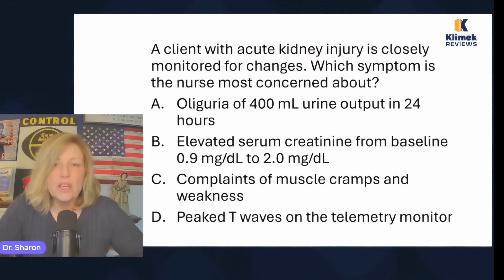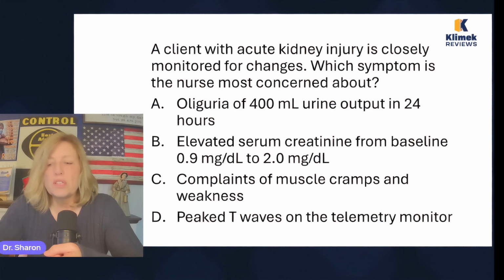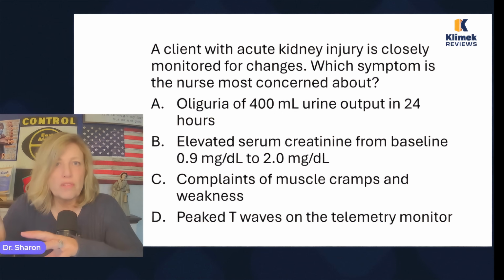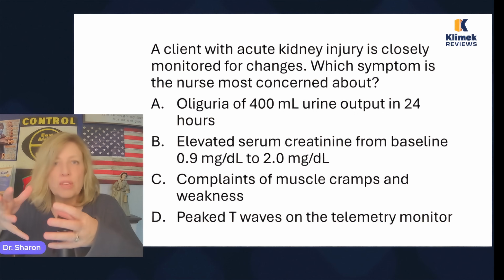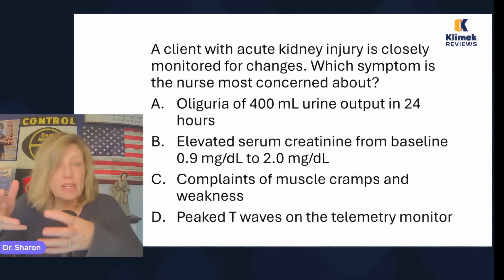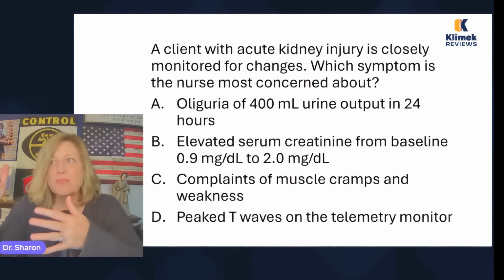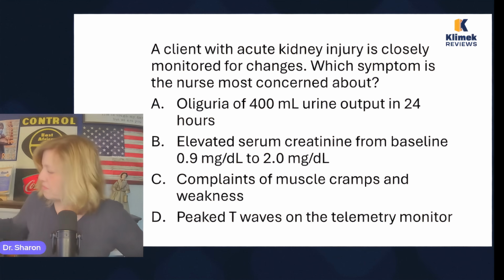A client with acute kidney injury is closely monitored for changes. So acute kidney injury is acute renal failure, right? That's essentially what it is. Kidney injury can be associated with what's called pre-renal. Pre-renal has to do with not getting enough blood flow to the kidney. It can be intra-renal, which means there's actual damage to the glomerulus itself. That's nephrotic syndrome would be an example, or post-renal, where the outflow is blocked. So that's like calcium stones, right? Kidney stones.